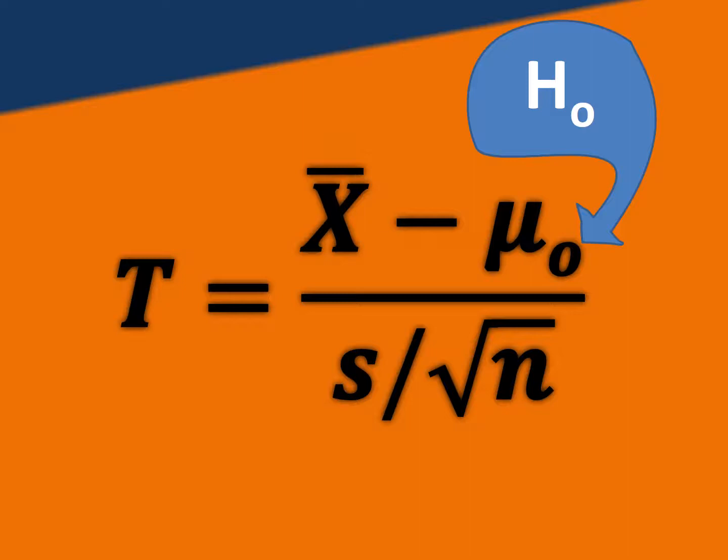Since our problem situation considers testing a hypothesis about a population mean when the population standard deviation is unknown, the test statistic we must use is given by the general form t equals X bar minus mu sub 0 divided by s over the square root of n. Here, mu sub 0 denotes the hypothesized value of the population mean under the null hypothesis, and as before, X bar, s, and n denote the sample mean, sample standard deviation, and sample size, respectively.